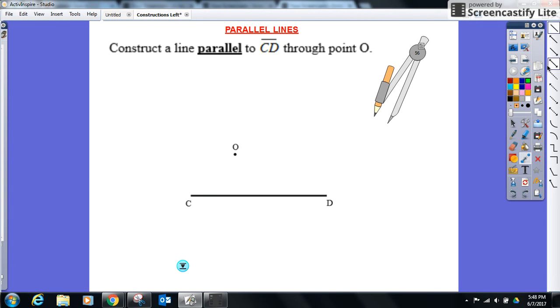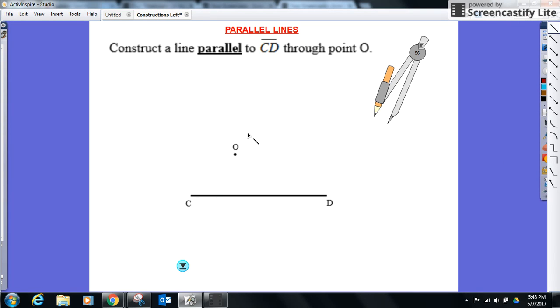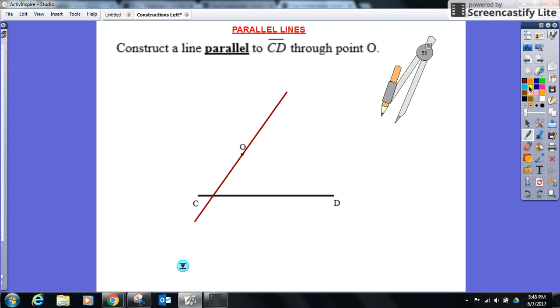The first step we're going to do is take our straight edge and make a transversal going through O and CD at any angle. And as you can see, we have created an angle OCD. What we're going to do is copy that angle where O is the vertex on top, right here. So we're going to take our straight edge, and these next steps are the same steps as copying an angle.